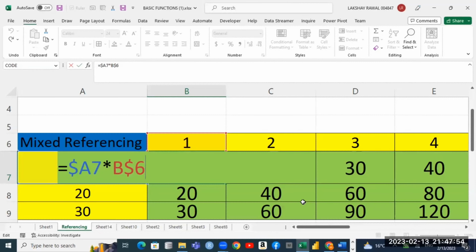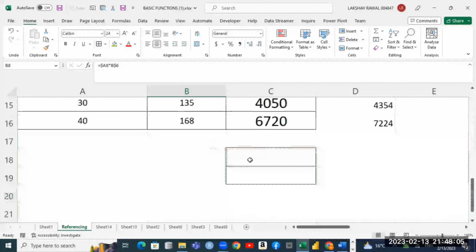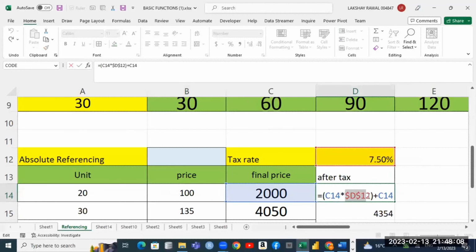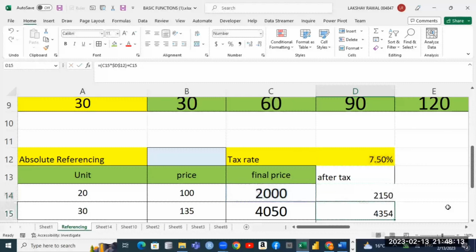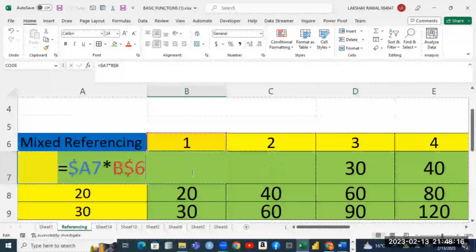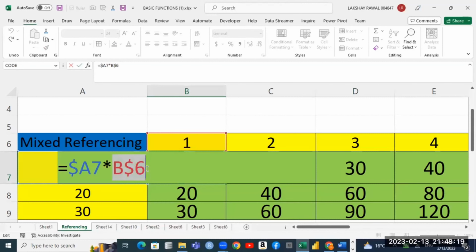$1. In this cell address, how many dollars? One. Here also you have used $1. But look at here. How many dollars have you used? $2. That is the example of absolute. But in case of mixed, you have used only $1 in one cell address. I'm not talking about the complete formula. In one cell address, how many dollars? $1.